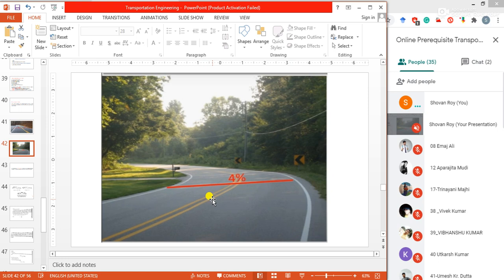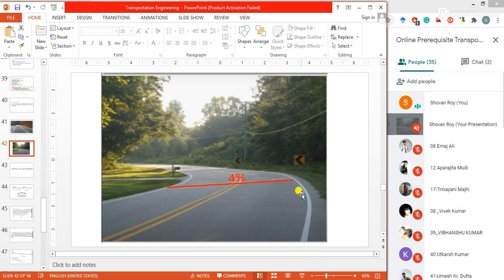The same type of camber or cross slope we can provide for two lanes or two pavements which are passing at the same place. Suppose a two lane road, you know about the two lane road, three lane road, four lane road. Like this national highway, these are normally four lane roads. So suppose one is for up, one is for down normally.